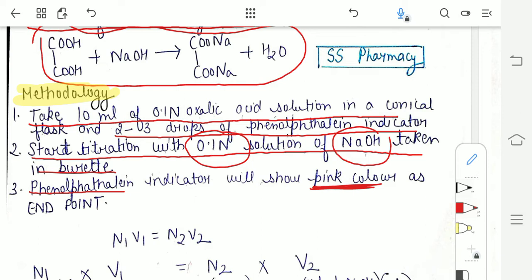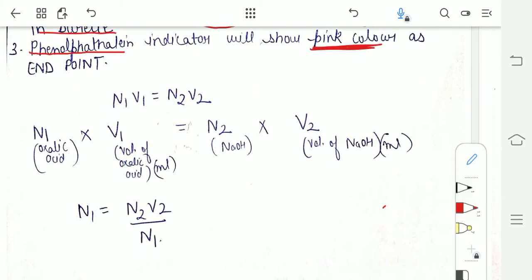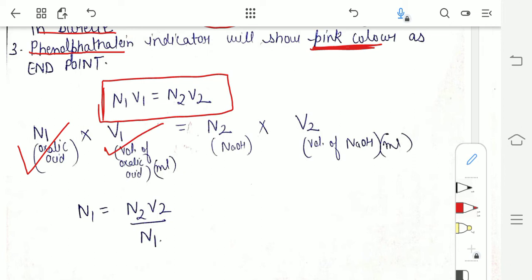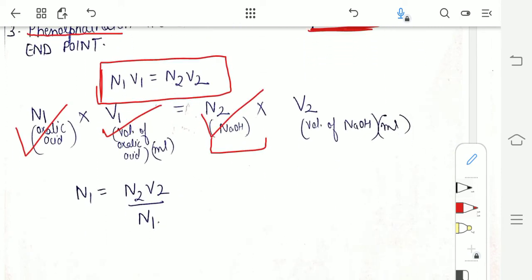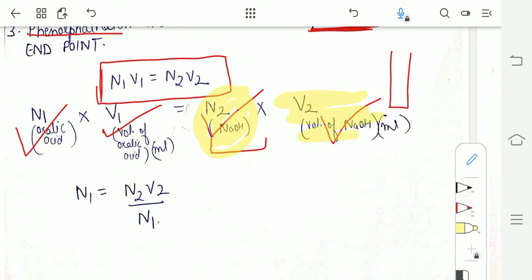Now let us see how exactly we will standardize our compound. We will use this formula, which is N1V1 = N2V2. Here N1 is the normality of oxalic acid, V1 is the volume of the oxalic acid used in the titration, and N2 is the normality of our NaOH, which we already know, which is 0.1 normal. And then V2 is the volume of NaOH used, which we can calculate from the burette reading. This V1 value, which is the volume of the oxalic acid used, we also know from this experiment.